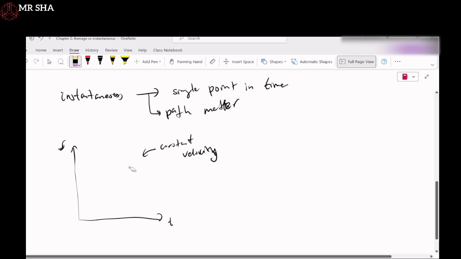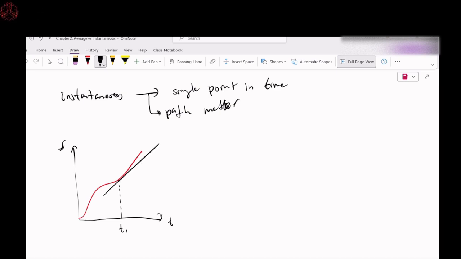However, if I have a different path, let's take this instead. If I were to take a single point in time, t1, I will have to draw a straight line that is touching that point, and then I need to determine the value of that gradient. So my instantaneous velocity is going to be ds over dt. That's what it means.